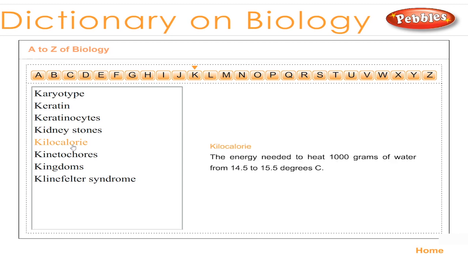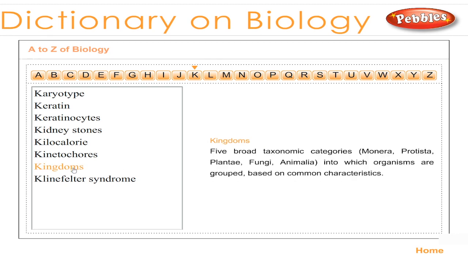Kilocalorie, the energy needed to heat 1000 grams of water from 14.5 to 15.5 degrees Celsius. Kinetochores, structures at the centromeres of the chromosomes to which the fibers of the mitotic spindle connect. Kingdoms, 5 broad taxonomic categories: Monera, Protista, Plantae, Fungi, Animalia, into which organisms are grouped based on common characteristics.